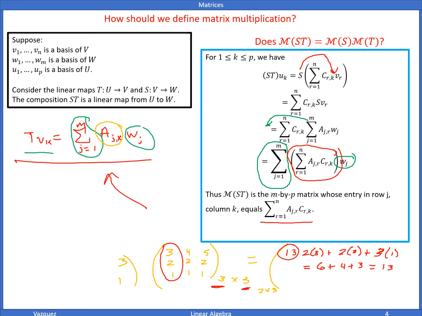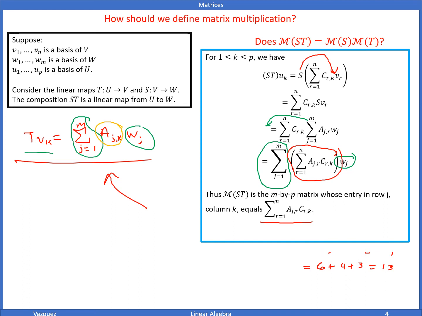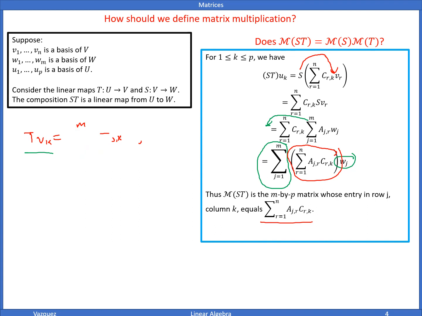Right, so again, mathematicians defined it so that we would get that the matrix of S times T is equal to the matrix of S times the matrix of T. And that was definitely clever.